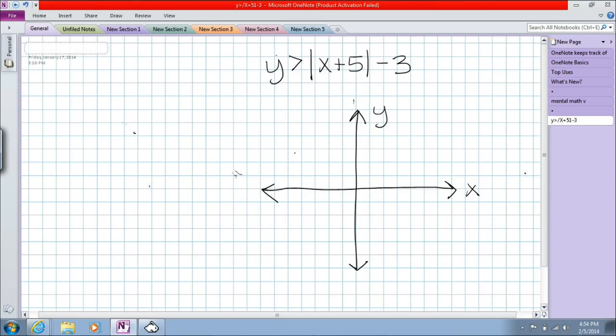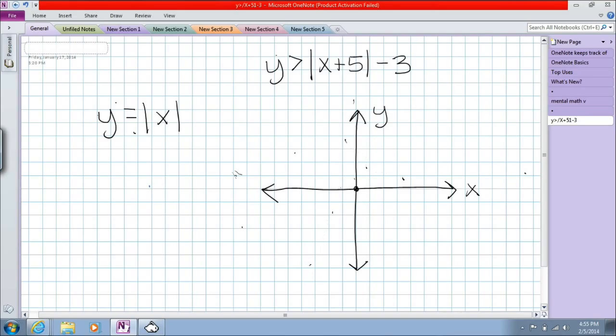Forgive my kind of squiggly graph there, but that'll do the trick at least. When you are graphing absolute values, we know that our parent function for absolute values, or for something like this inequality that's given here, is the absolute value of x. The graph of that is the shape of a V with slopes of 1 and -1 on either side. So we're going to use that parent function to help us find the boundary of y is greater than the absolute value of x plus 5 minus 3.